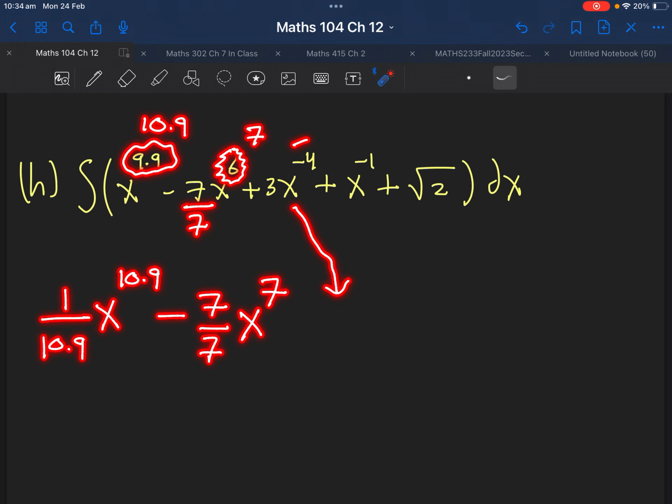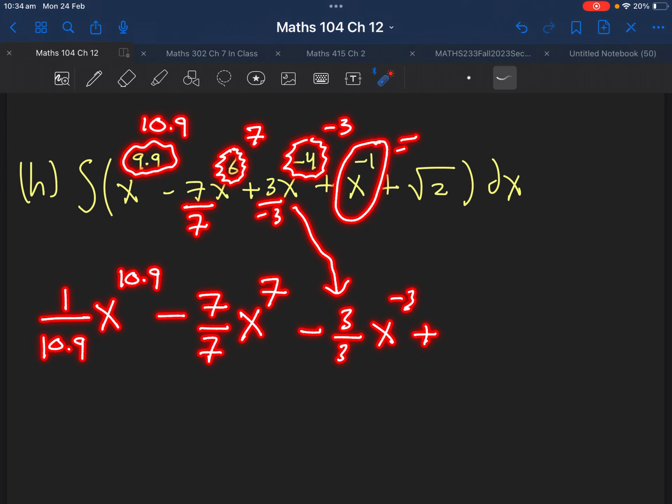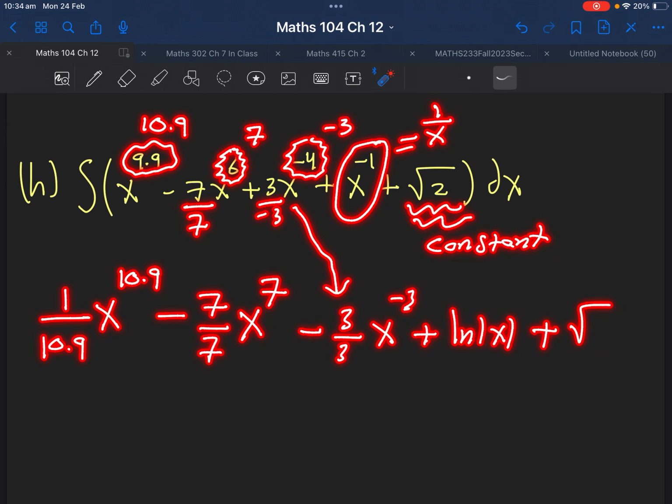Next, we will add 1. It will become minus 3, and then divide by minus 3. So we get minus 3 over 3 x to the negative 3 plus, now negative 1 over x, this is 1 over x. So the answer will be ln x plus square root of 2 is a constant, has no x. Now anything when we do integration without x, we just write it down and write x to it.